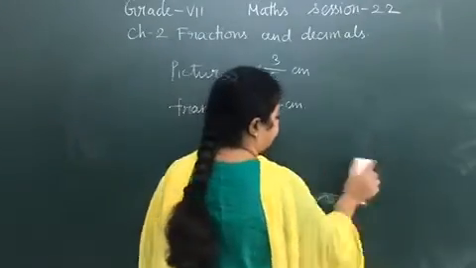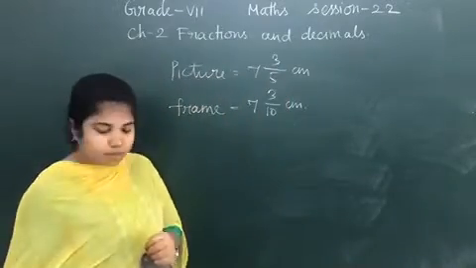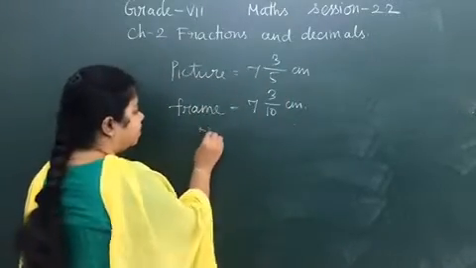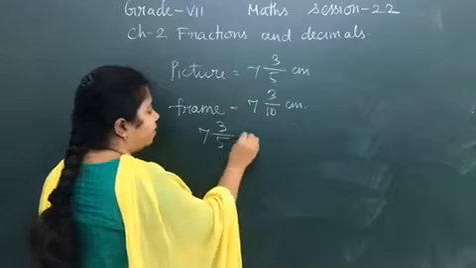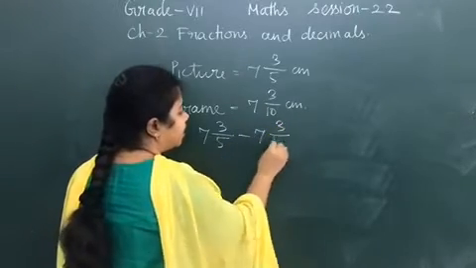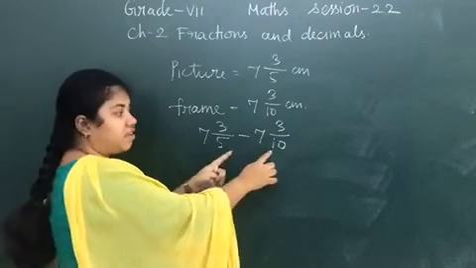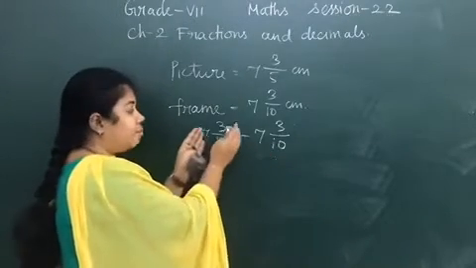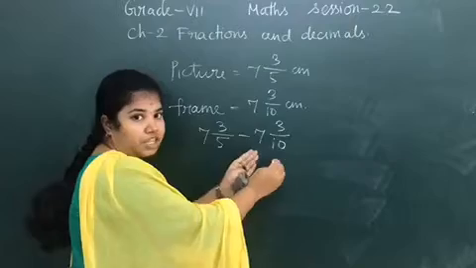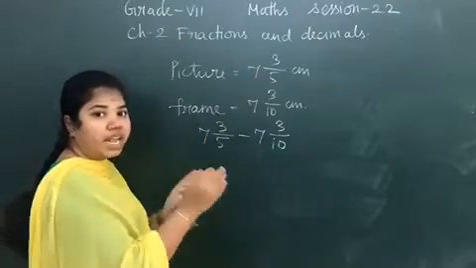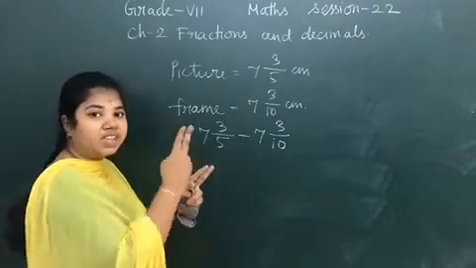Now 7 3 by 5 minus 7 3 by 10. Okay, 7 3 by 5 is my picture, 7 3 by 10 is the frame. I am taking the frame out of the picture and the remaining curved area I am finding out so that I can just cut it off.